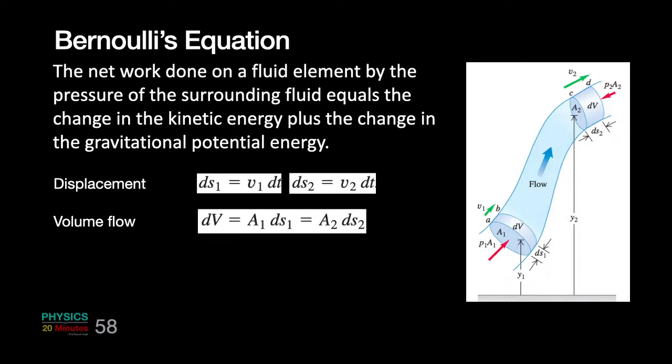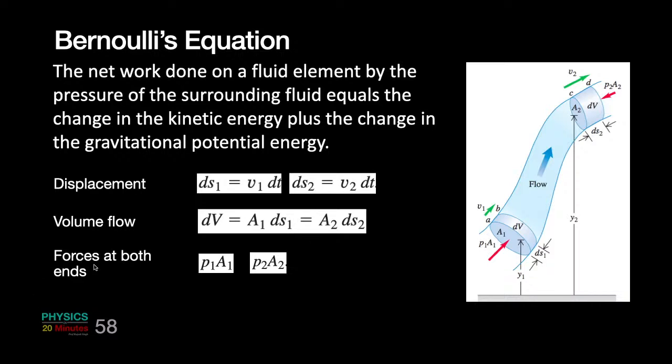So how much is the volume flow? The volume of this element, dv, here is cross-sectional area times thickness. So A1 ds1, and the volume of the element here is A2 ds2. So these are the volumes of the two elements.